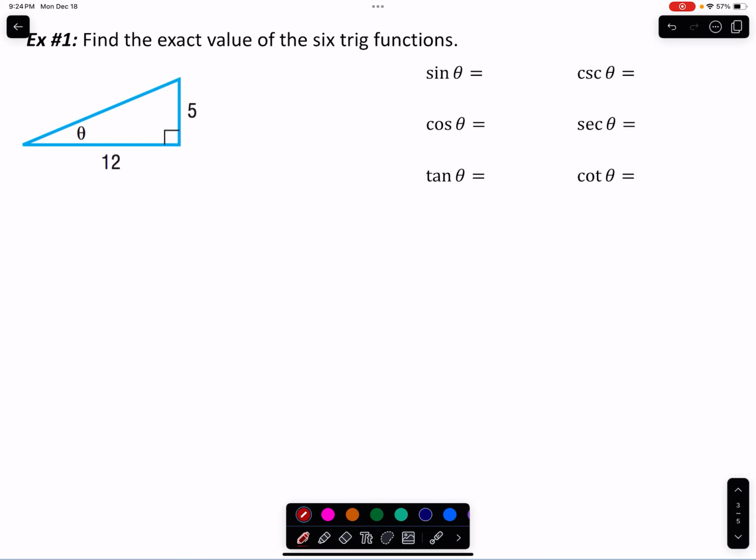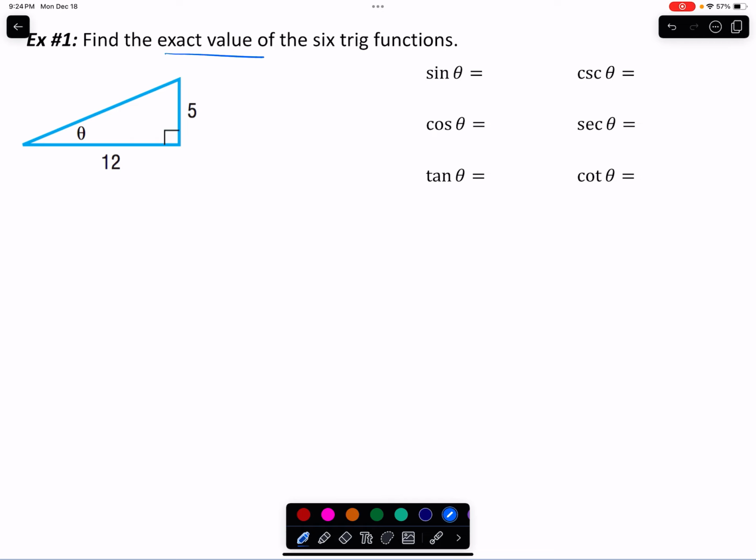Okay, so let's go ahead and do some examples. So we have this triangle here. It is asking us to find the exact value of the 6 trig functions. So that means they don't want us to plug it into the calculator to get a decimal value. They just want to know the fraction.